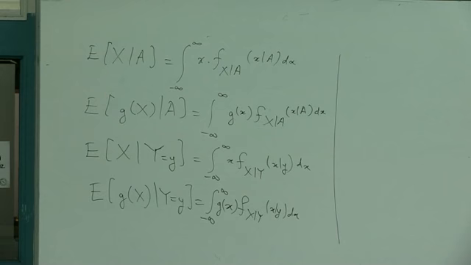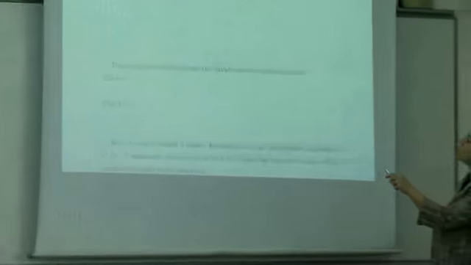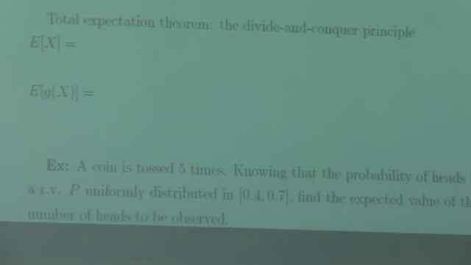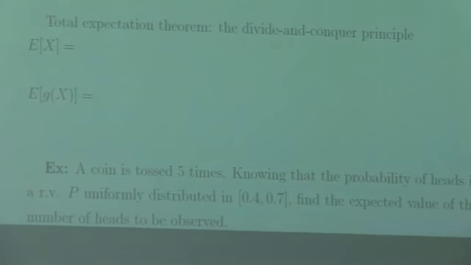What's next? Let's do an example. Let's consider a random variable U, which is uniform in the interval from 0 to 100. Find the expectation of U given B, where B is the event that U is bigger than 60, compared to the unconditional expectation of U.